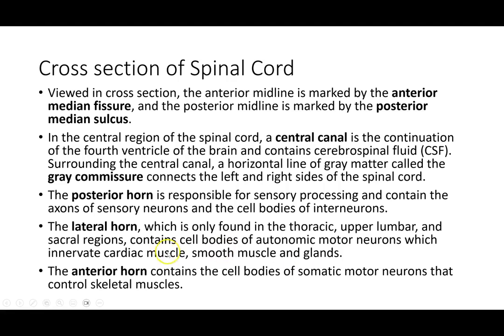And then the anterior horn will have the cell bodies of the somatic motor neurons controlling skeletal muscles. And so this is going to be responses to this sensory information coming into the posterior horn.